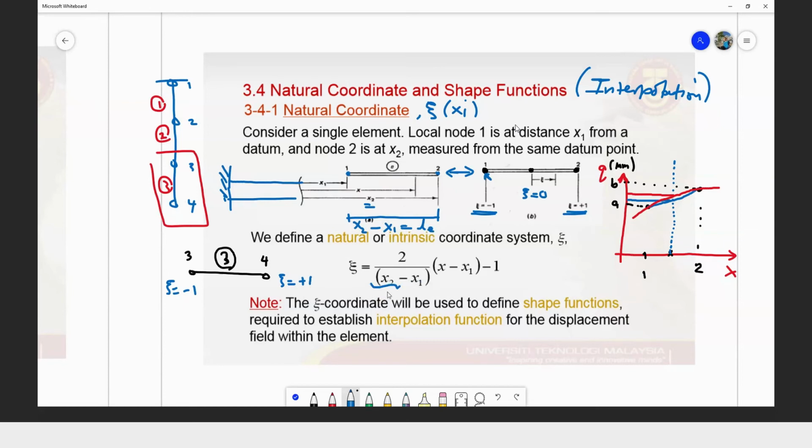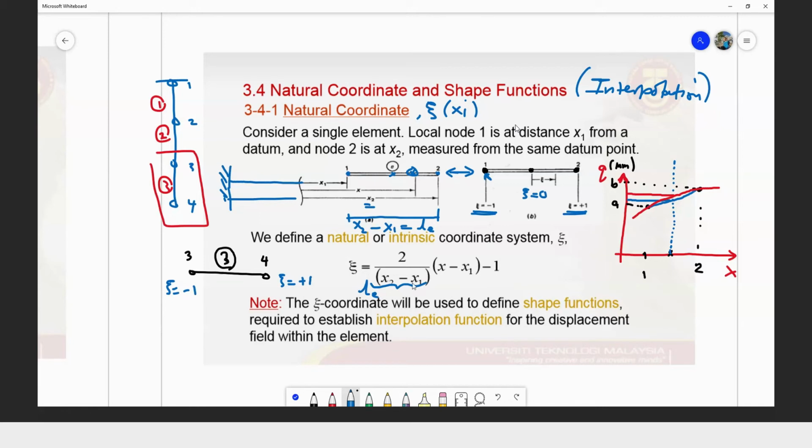So yang ini adalah the length of the element. And then multiply by x. X ni maksudnya any point. Kalau kita ambil midpoint, dia akan jadi midpoint lah kat sini. Kalau kita nak tahu what is happening there, then we supply the x value there, then minus by x1, then minus by 1. So actually apa yang berlaku kat sini adalah macam linear interpolation je ni dekat sini ni.